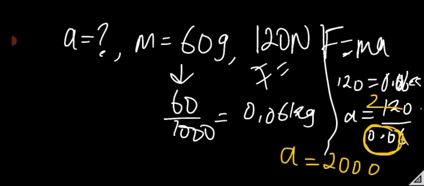So our A will now be equal to 2000 meter per second square. Now if you don't understand, you can comment in the section below at the particular place you don't understand. We'll try to help you out.